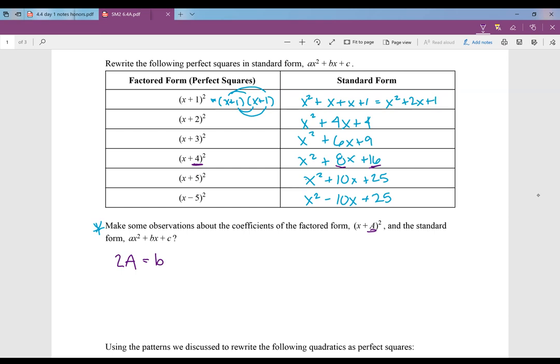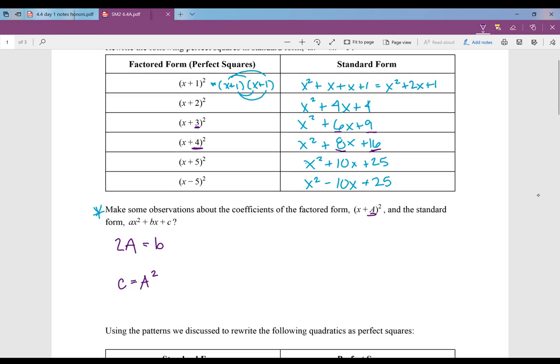And then our 16, well, that's 4 squared. So C is equal to A squared. And we can see that on the other ones, right? With 3 times 2 is 6, and 3 squared is 9. So we can notice that pattern.